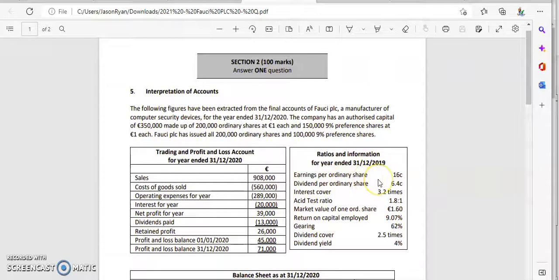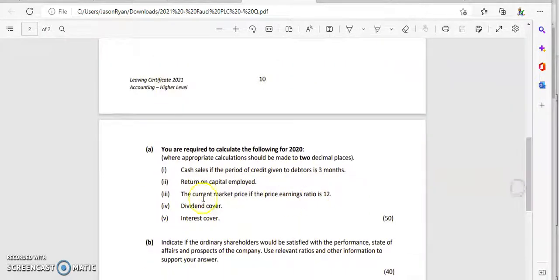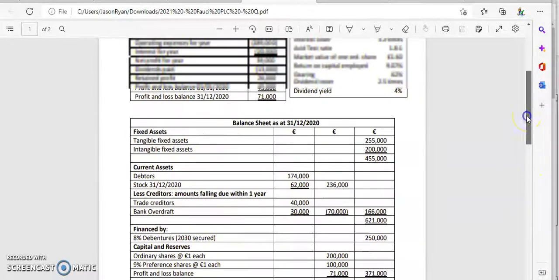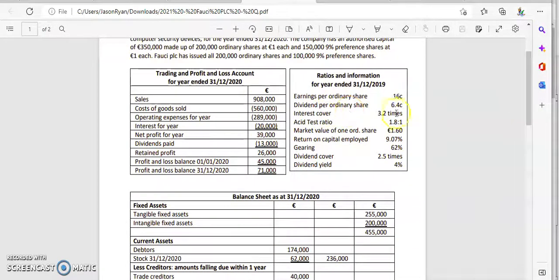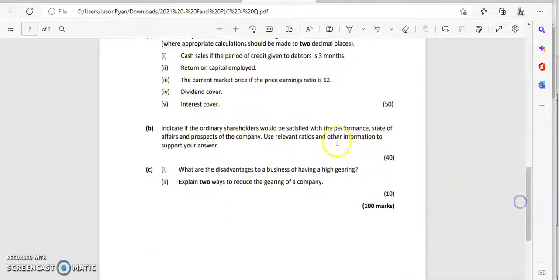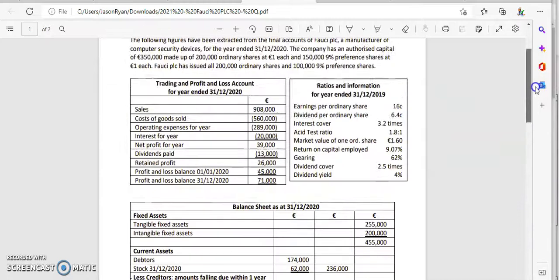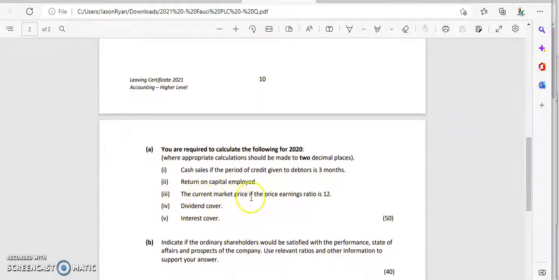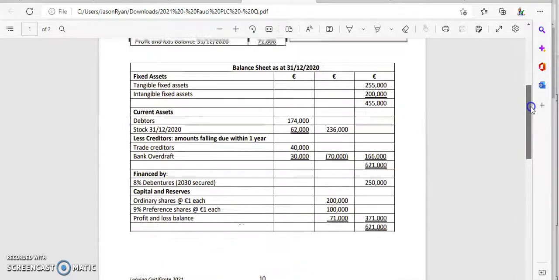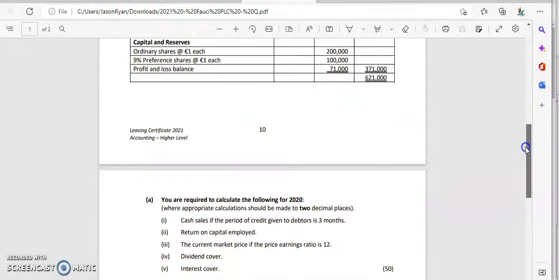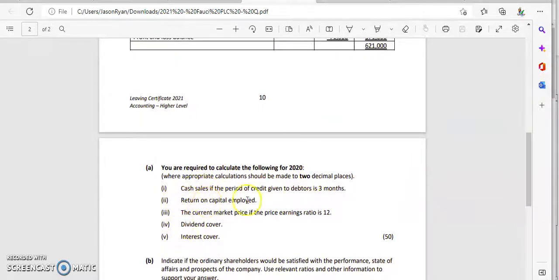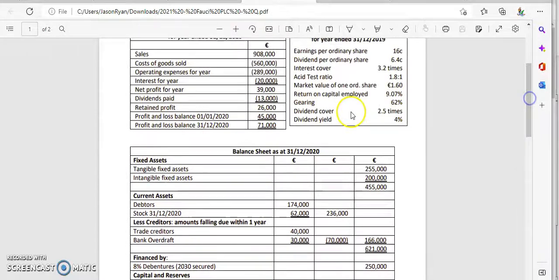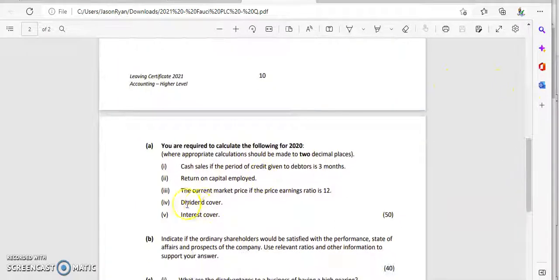So the earnings per share, we would have that calculated as part of number 3 down here when we calculate the current market price. Then the next one is your DPS. So we have that calculated. The interest cover then, the third one, we have that calculated down here as part number 5. Your next one then, your asset test ratio, we have that one calculated. Your market price per one ordinary share, we've that calculated as part of the current market price number 3 of part A. Your return on capital employed, that has been calculated down here as part of number 2 from part A. The gearing is not calculated. The dividend cover is calculated on its own down here as part number 4.